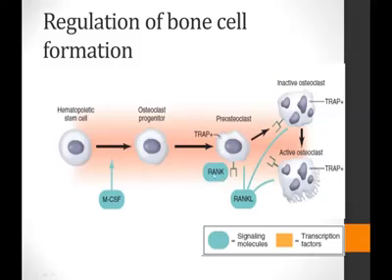RANK has a ligand called RANKL, which is on the plasma membrane of osteoblasts and stromal cells. When these two interact with each other, that results in the activation of the osteoclast. Initially the osteoclast is a mononuclear cell, then it fuses with the help of this RANK and RANKL system, and they fuse together and result in the formation of a multinucleated active osteoclast.